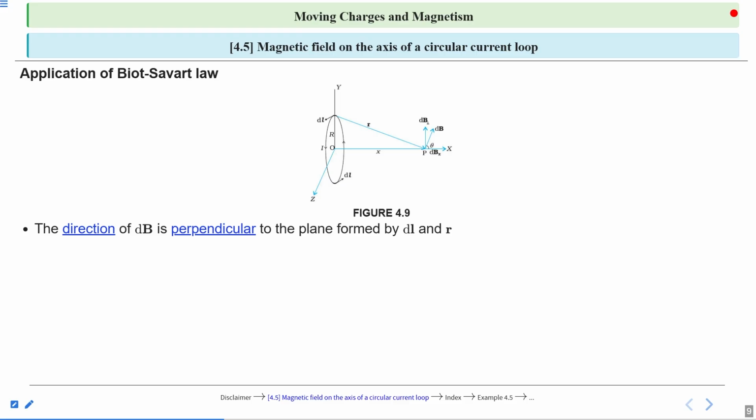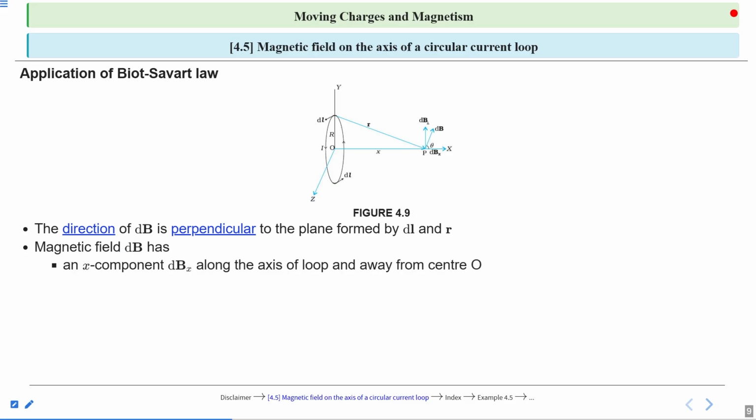How is it perpendicular to dl? Because dl lies in that plane, and dB is perpendicular to that plane. So dB is perpendicular to dl also. Got it? So the magnetic field dB has an x component.